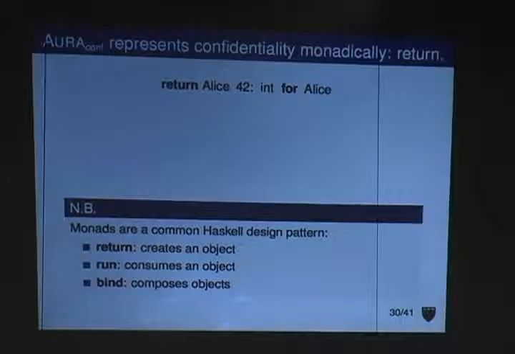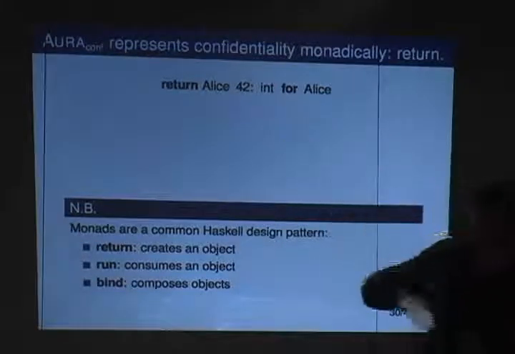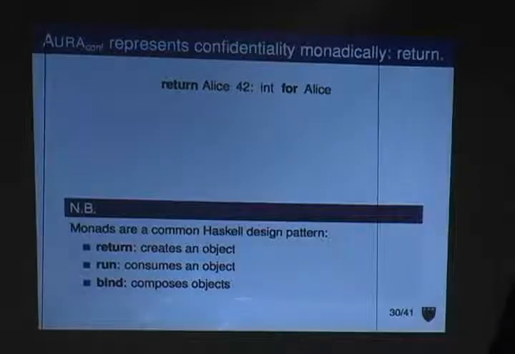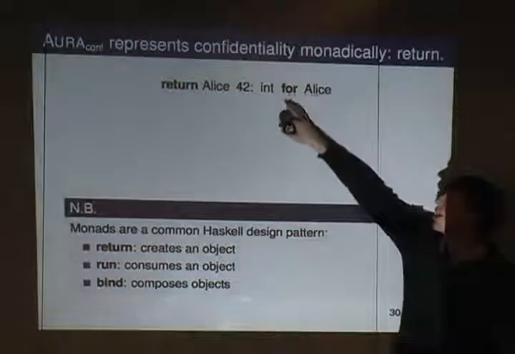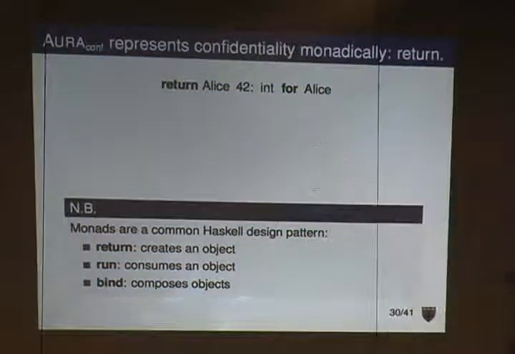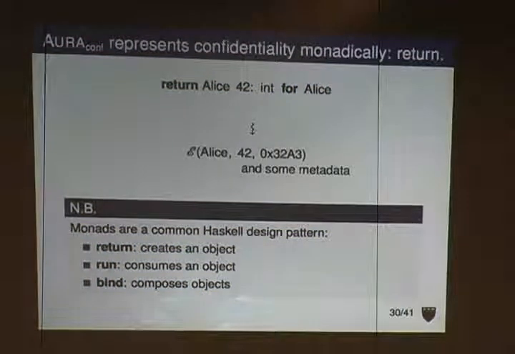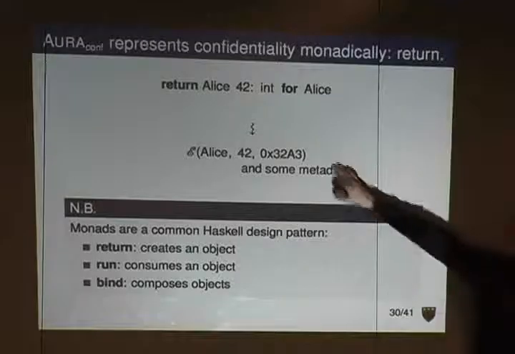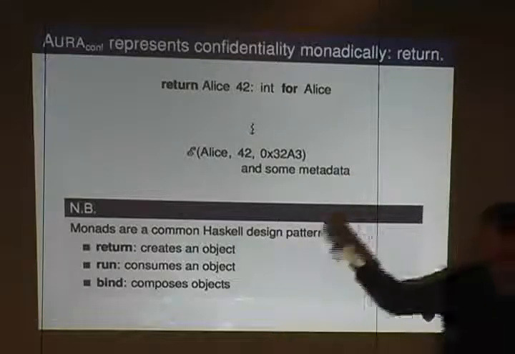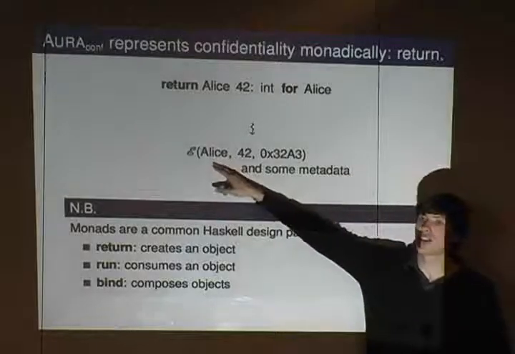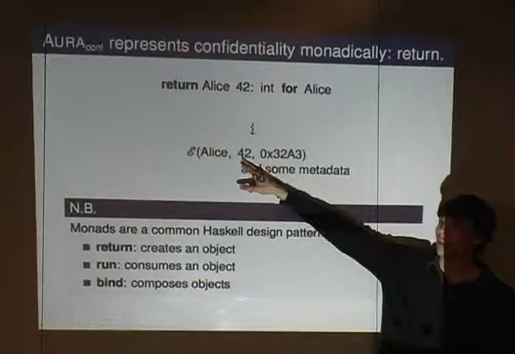So in order to make some ciphertext, we're going to use the notation run Alice 42. So this is going to make a confidential computation for Alice, which we give the type int for Alice. The for tells us it's confidential for her. And when we evaluate this, it's going to reduce to some ciphertext. The way we can read the ciphertext is it's an encryption using Alice's key of the payload 42.